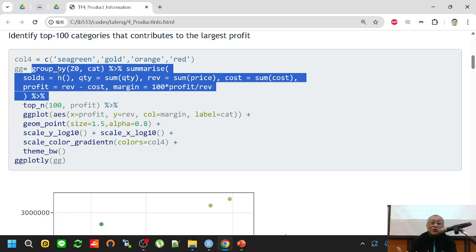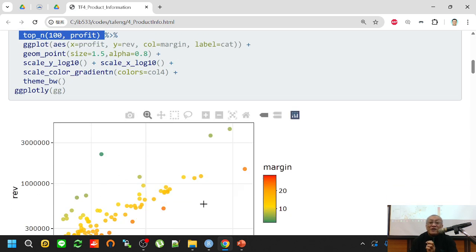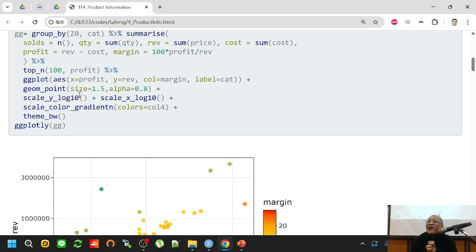So this is the way to do group by summary, and then what you want to do is a top n, right? This is the top 100 profit. I only want to keep the top 100 profit categories here. Otherwise, it would be like 2,000 points here, right? It would be too much, okay? So this is the top 100 profit categories.